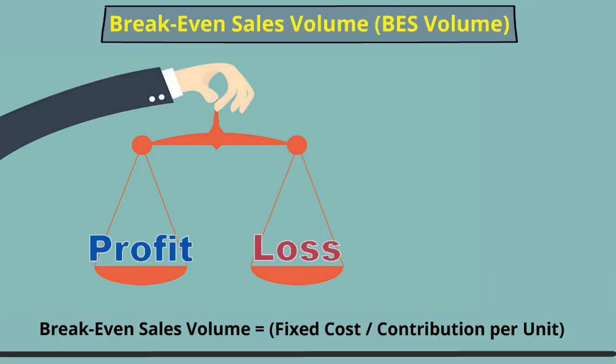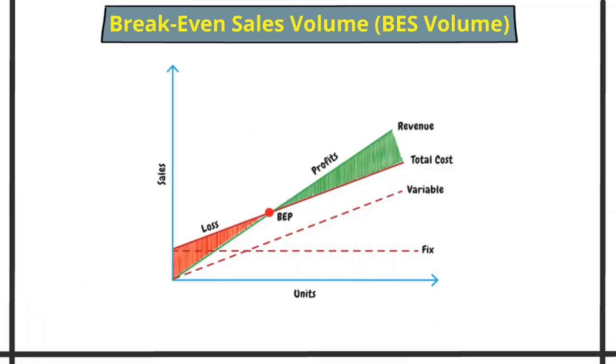Break-even sales volume. This is the volume of sales at which the company will neither make profit nor loss. Break-even sales volume is equal to fixed cost divided by contribution per unit. Sensitivity of break-even sales volume. The BES volume can be affected by any of the following changes.